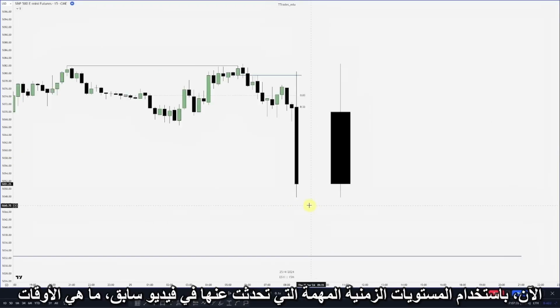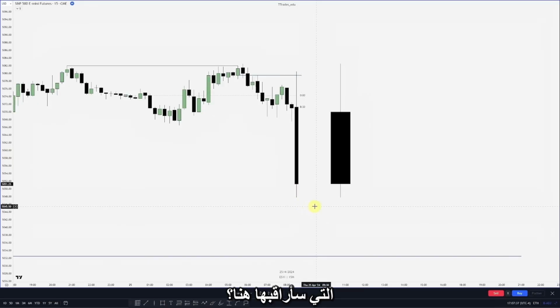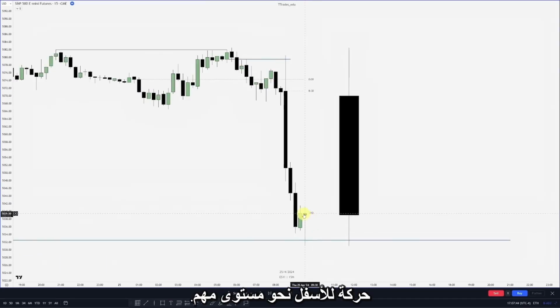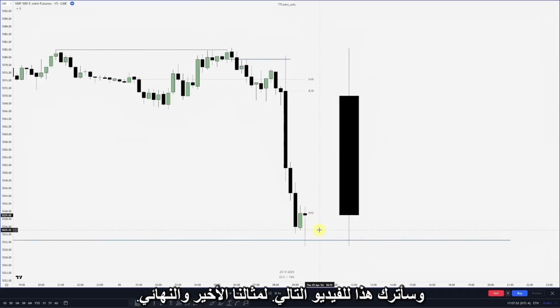Now, using our important time levels that I talked about in a previous video, what times would I be watching here? Well, 9:30 and 10, right? So as we come into 9:30 here, we get what? A move lower into an important level. And then I'll leave this for the next video.